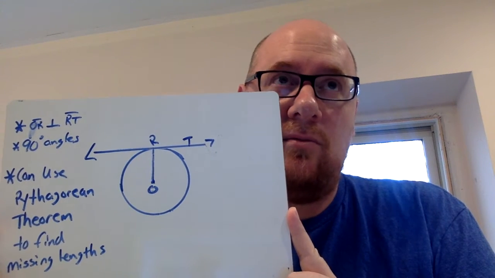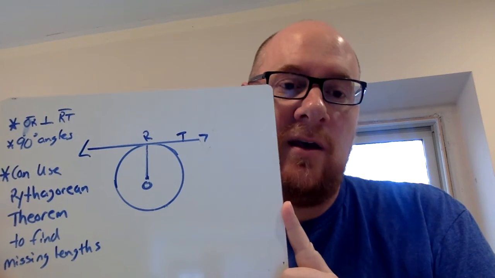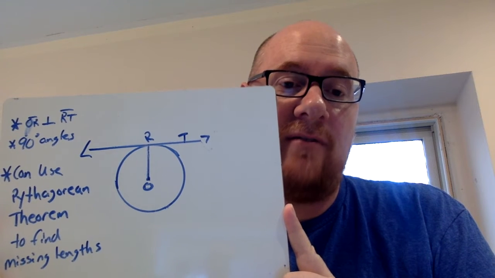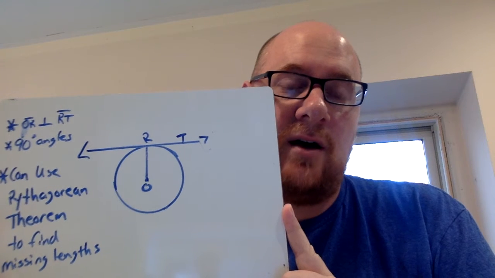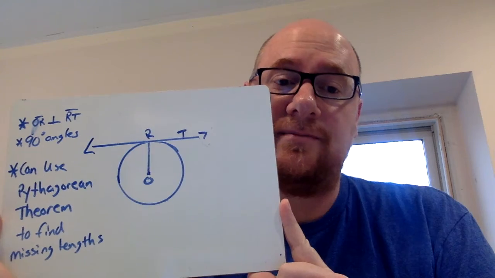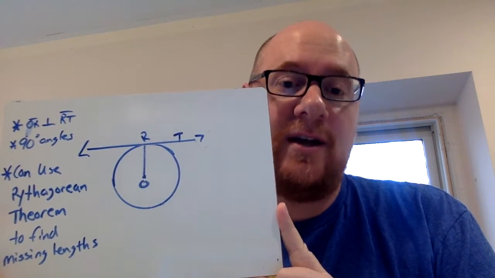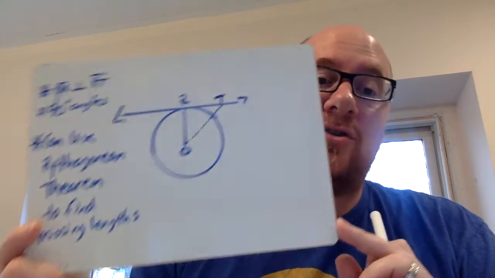Now from past lessons, we should know that if something is perpendicular, that forms right angles. So looking at my picture, we have two right angles right next to point R. Okay, so we have two 90-degree angles. If I were to connect, and I'll do that real quick, point O to any point on our tangent, we now have a right triangle.